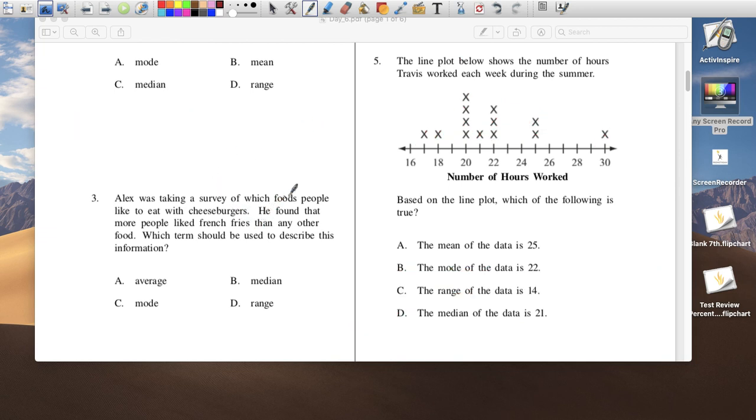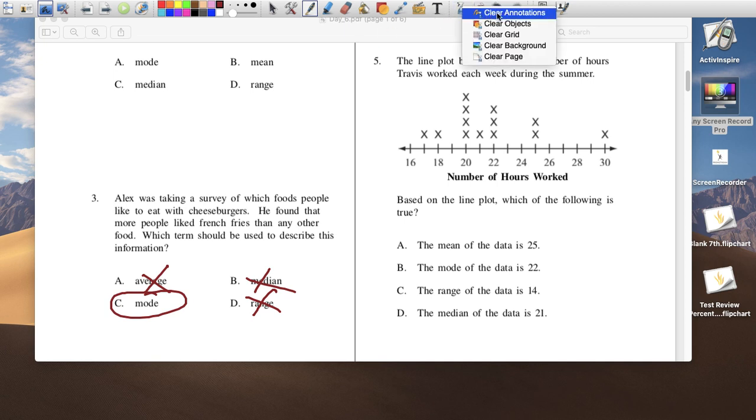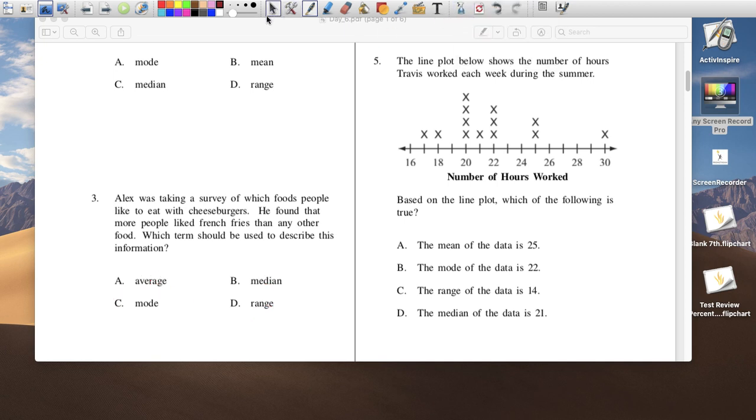Alex was taking a survey of which foods people like to eat with cheeseburgers. He found out that most people like French fries more than any other food. Which term should be used to describe this information? Well, it's not the average. Again, we can't add that. We can't line them up from least to greatest, and we can't find the range, so it has to be the mode, right? The one that shows up the most.